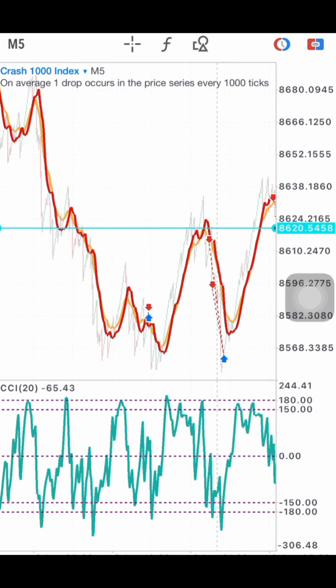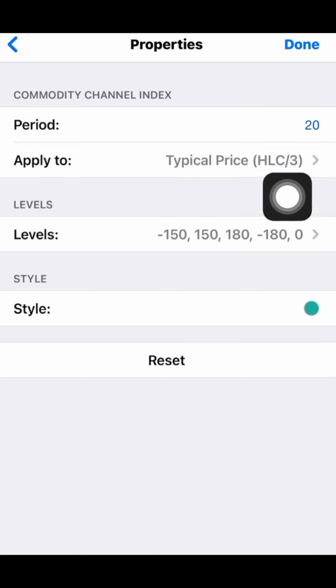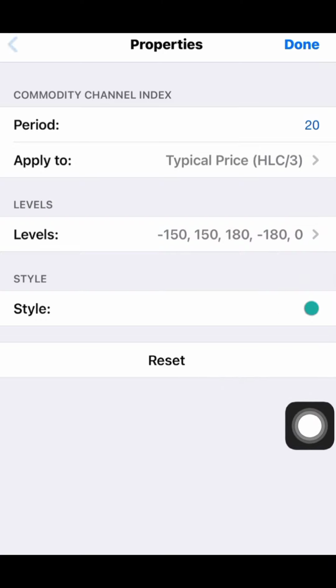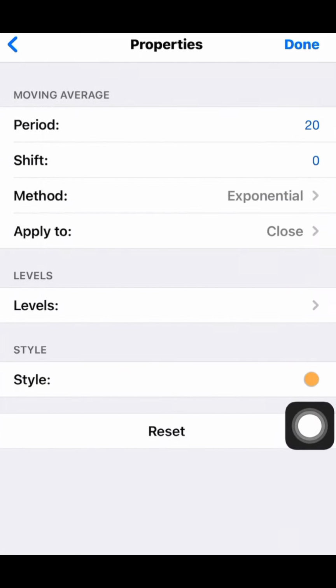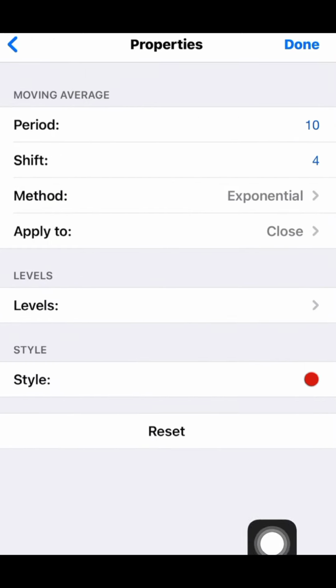Let me give you the settings for the last time. Period 20, typical price HLC/3, levels -150, +150, -180, +180, style green. Moving average on the main chart, exponential 20, apply to close, shift 0, style green. I'm sorry, yellow. Moving average, period 10, shift 4, method exponential, apply to close. So that's that about that.